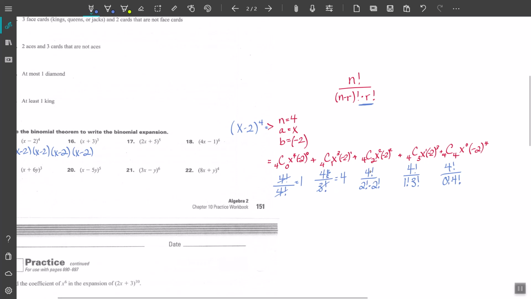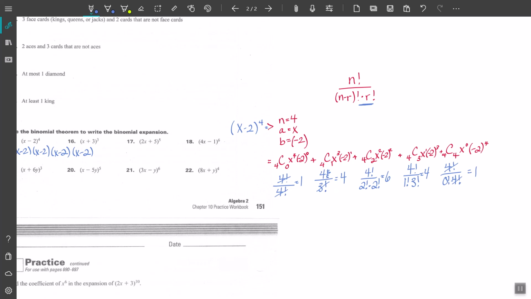Right here, 4 factorial over 2 factorial times 2 factorial. Remember, do not combine these into 4 factorial. If we evaluate that, we're going to get 6. I'm not showing you all the algebra on that one just to save time. And then this evaluated gives us 4. This evaluated is 4 factorial over 4 factorial. Those two can cancel out. And then this 0 factorial, again, just equates to 1. So this right here will be 1.